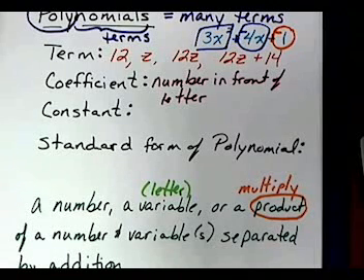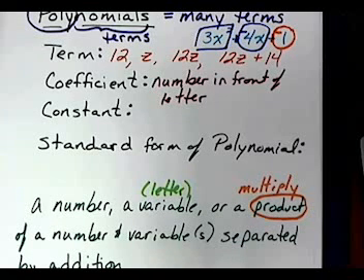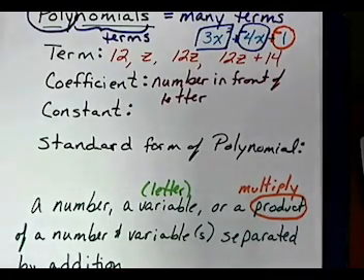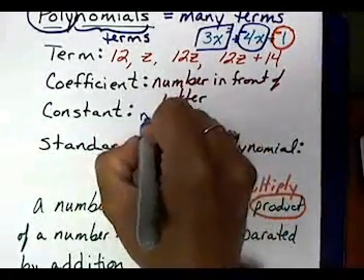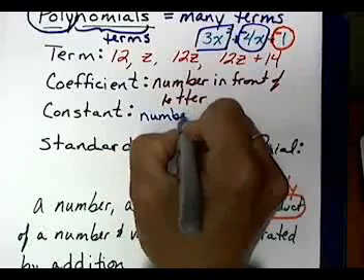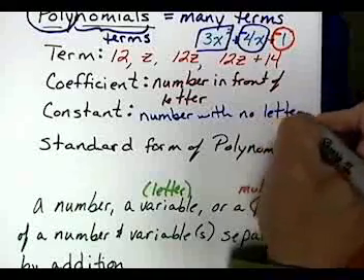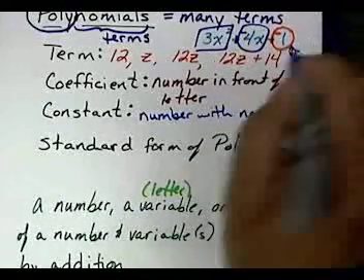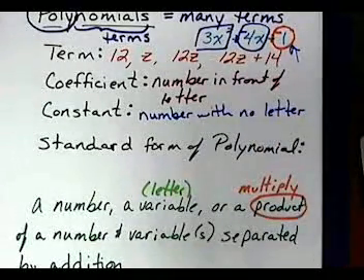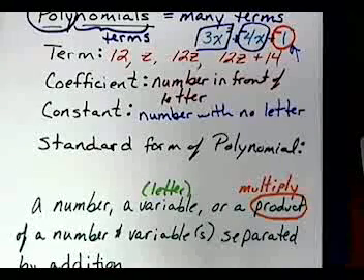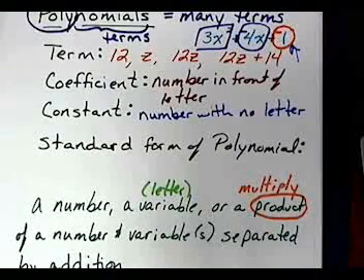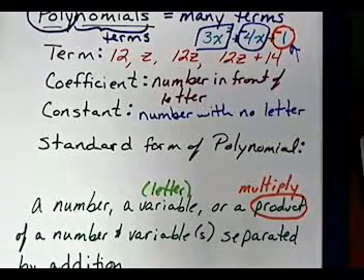Now, is negative 1 a coefficient? Well, there's no variable there. So they decided to have a new name for it. So instead of calling that a coefficient, we call that the constant. So the constant is the number with no letter. So that would be the negative 1 in that example up there. Okay. So the coefficient is the number in front of the letter. If the number doesn't have a letter, it's called a constant.